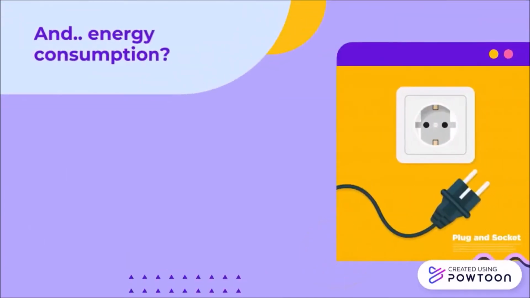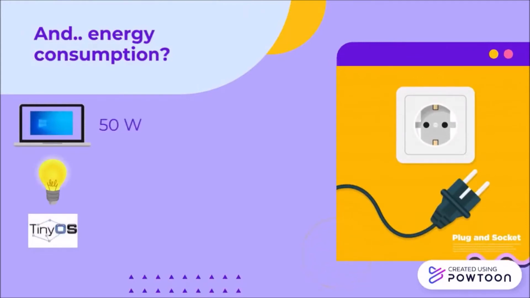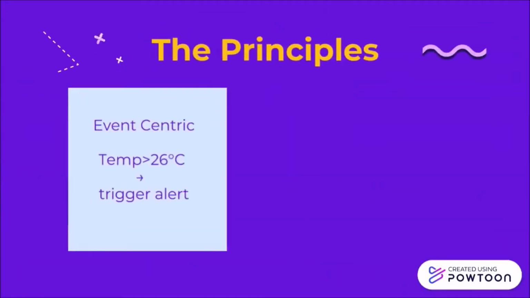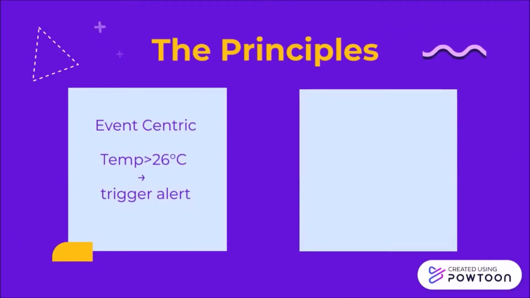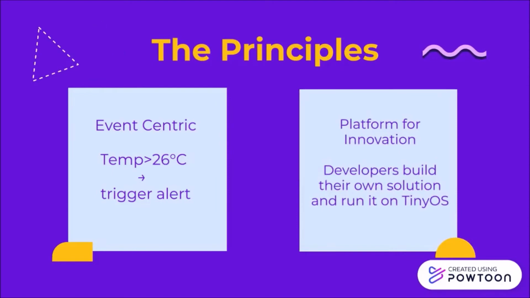And energy consumption. A laptop takes 50 watts of energy, an LED light bulb takes 6 watts, and TinyOS takes only 50 microvolts. TinyOS is designed to be event-centric, for example, when the temperature is more than 26 degrees Celsius, trigger an alert. It is also a platform for innovation because developers need to build their own solutions.